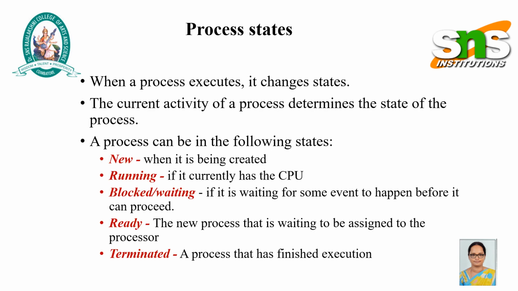Next one, process states. When a process executes, it changes states. The current activity of a process determines the state of the process. A process can be in the following states: new, running, blocked, ready, terminated. New, when it is created; running, if it currently has the CPU; blocked or waiting, if it is waiting for some other event to happen before it can proceed; ready, the process that is waiting to be assigned to the processor; terminated, a process that has finished execution.